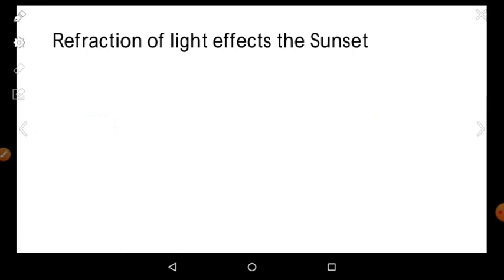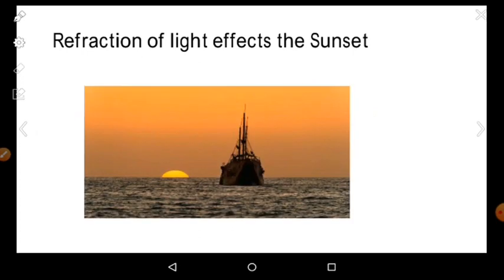And this is another picture which shows the flattening of the surface of the sun. During sunset, the bottom of the sun is somehow flattened, which is not actually flattened, but appears to be flattened due to refraction of light. These are a few examples of refraction of light.